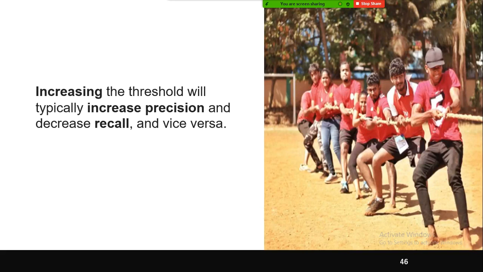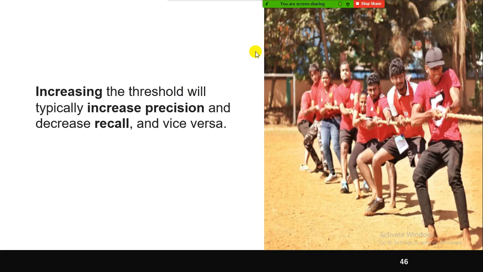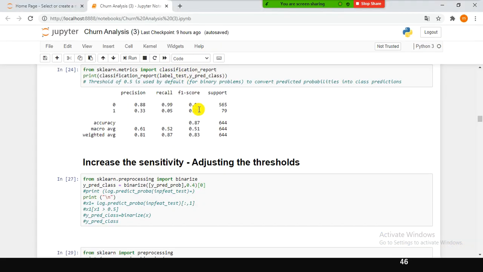Now there is a trade-off between precision and recall. It is kind of a tug of war. By increasing the threshold, we'll typically increase the precision and decrease the recall, and vice versa. So now the question is, can I use precision or recall? If I increase the precision value, my recall is decreasing. So how is it happening? By increasing the threshold. What do you mean by threshold? How many of you remember threshold? I'll just show you here.